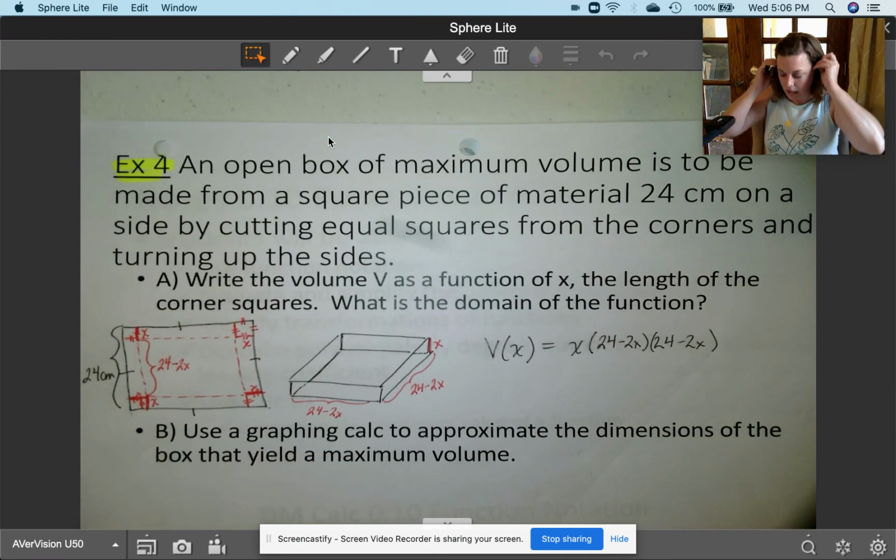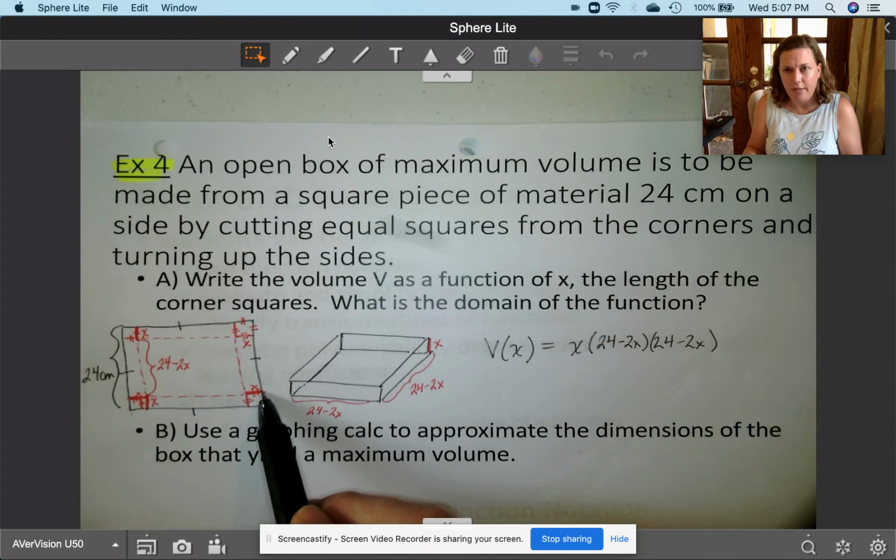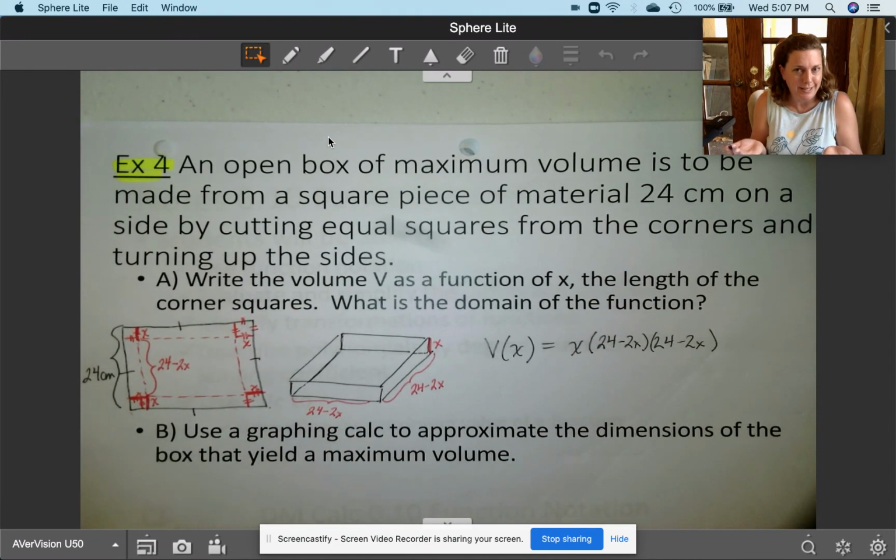What is the domain of the function? That's very interesting. So what possible values could x be? Well, let's think that through. Could x be 0? 0 doesn't make any sense. Can I remove nothing? Then I can't fold up any sides either. So 0 doesn't make any sense. But anything bigger than 0, technically, I guess, would have a tiny, tiny, tiny height, maybe. So anything bigger than 0, it seems, would work for x.